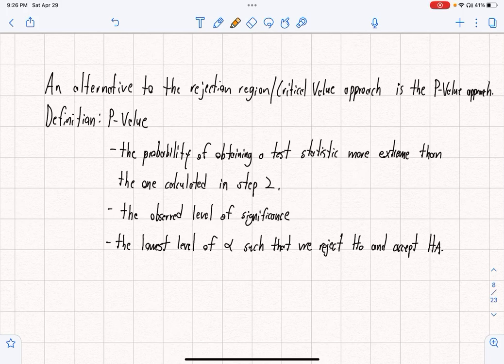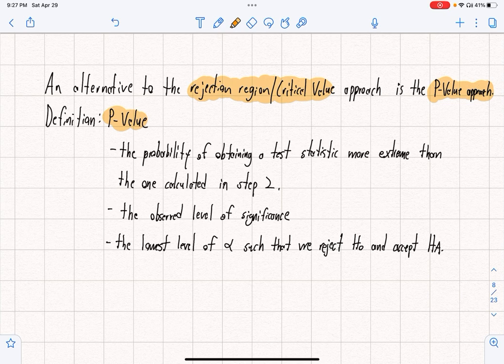Okay, so far we've been discussing the rejection region or the critical value approach. We can call it either one. I'm referring to the same thing. So here we're going to discuss an alternative to that, which is what we're going to call the p-value approach. So let's define what a p-value is.